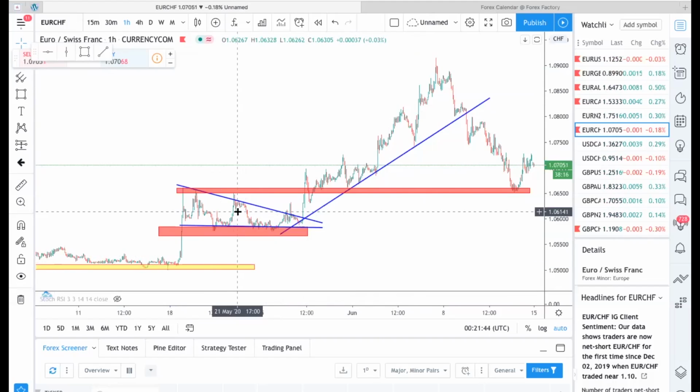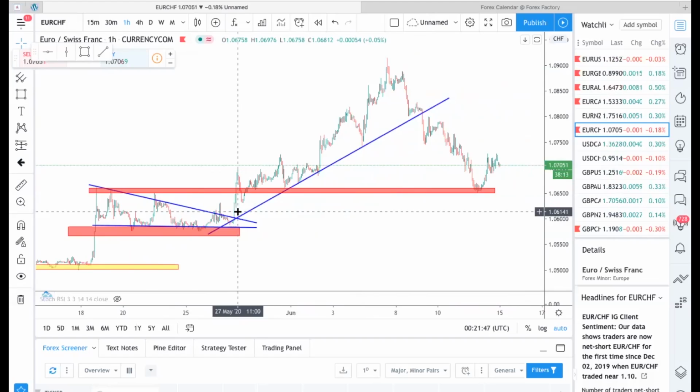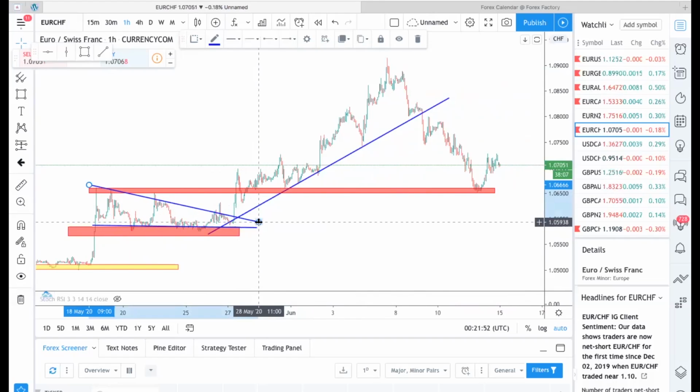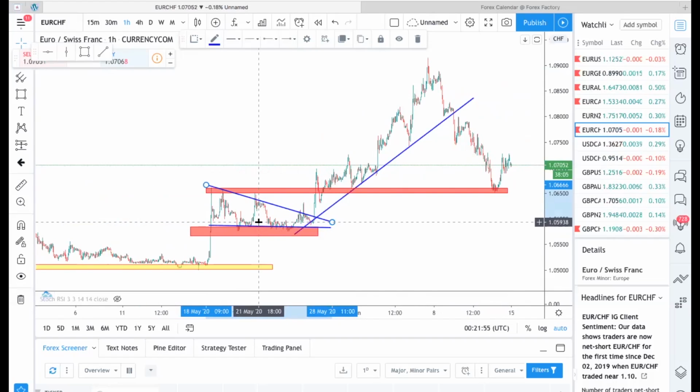Randy's, what kind of triangle is this? You like the patterns? You know what kind of triangle this is? You're going to have to give me a second because I don't know it off the top of my head. Do you remember what kind of triangle this is? Some wedge, something. It's a descending triangle. Yeah, descending triangle. Yes, descending triangle.